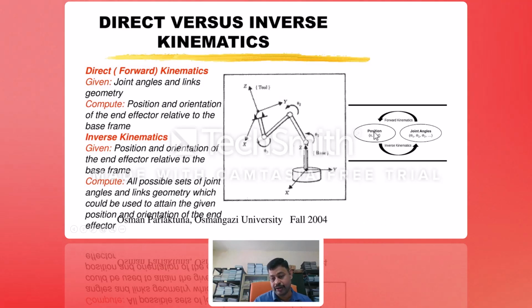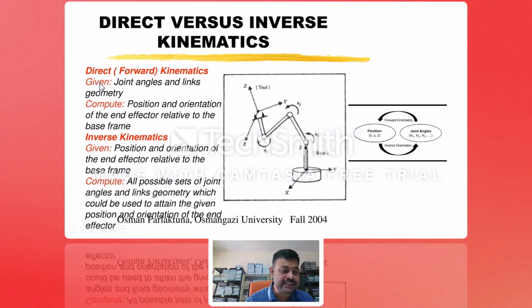In forward kinematics, if you have the joint angles theta 1, theta 2, theta 3, and you know them, you will be able to find the position x, y, z. Whereas in inverse kinematics, you know the position, the x, y, z value, and your requirement will be the joint angle. In forward kinematics, the input is the joint angle and the output is the position. In inverse kinematics, the position is the input and the joint angle is the output.